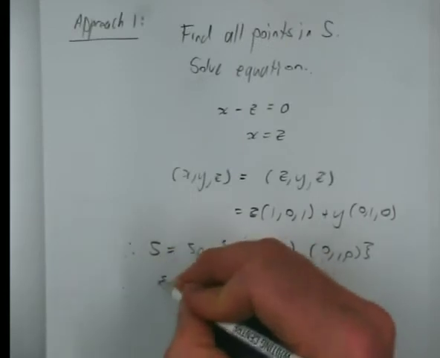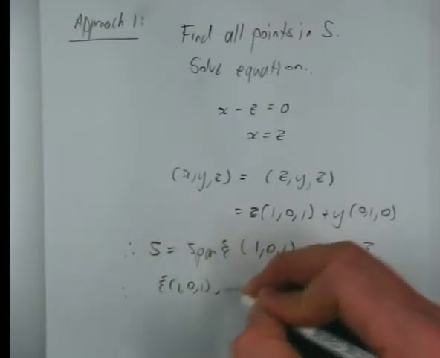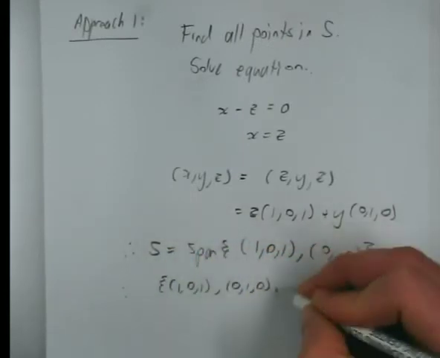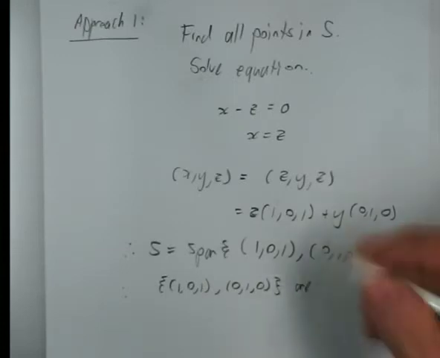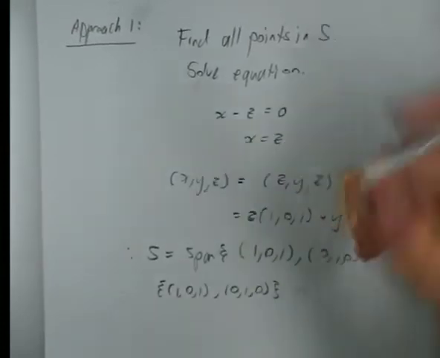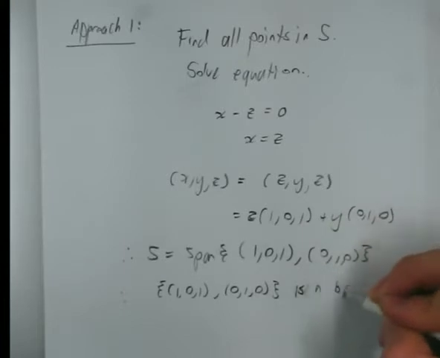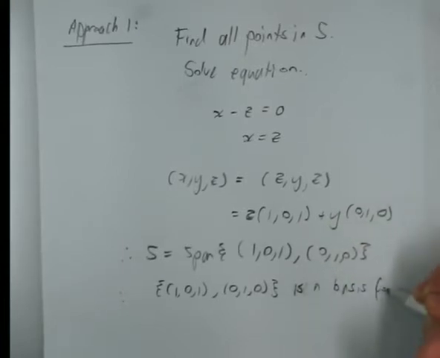And therefore 1, 0, 1 and 0, 1, 0 are, or technically is, a basis for S. That's one way. That's a particularly nice one. If you had a more complicated equation, you'd just rearrange it so that one of them was equal to the others and you'd sub that in.